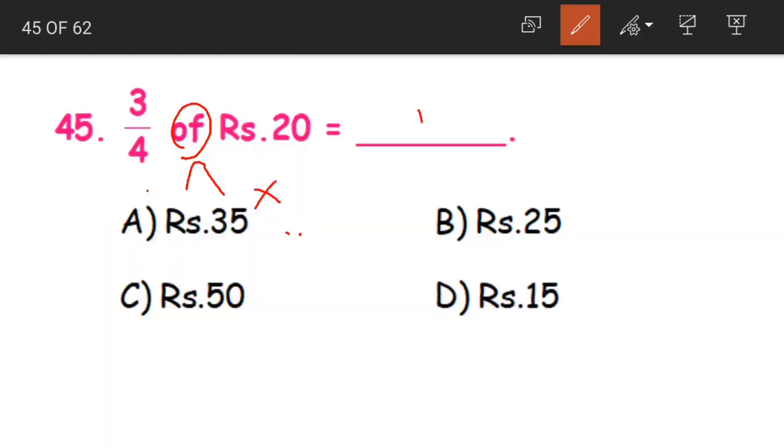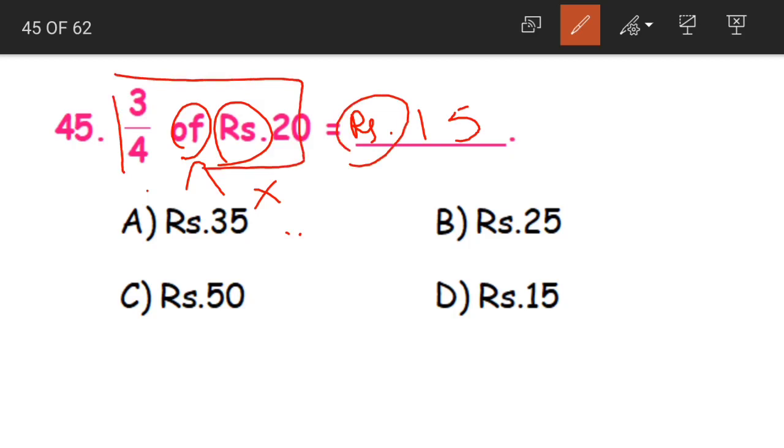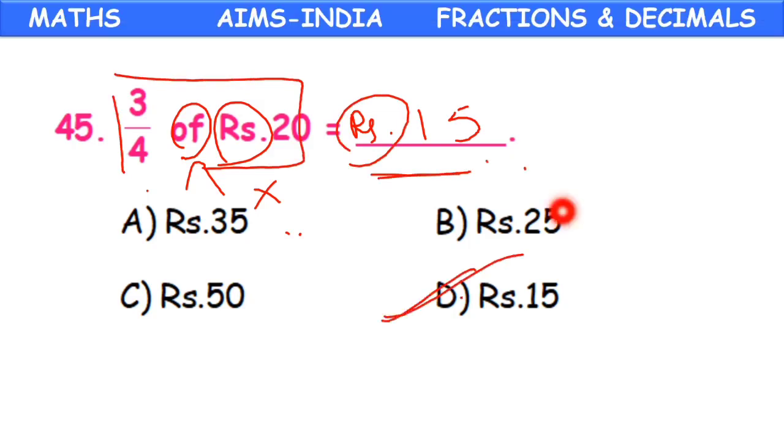So what is our correct answer children? 15 rupees. Again in the question the number is given in terms of rupees. So it's important that you mention the answer also in rupees. 3 by 4 of 20 rupees is 15 rupees and that is our option D.